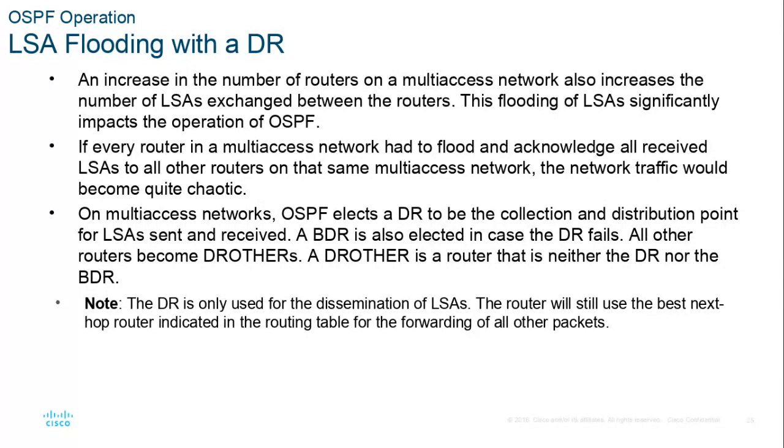It's a central reference point. It acts as a central distribution point. If I hear a change in my little router, I send it to the designated router. And he, in turn, multicasts it out to all the other routers. The designated router is such an important job that we must elect a backup designated router. And all other routers become DR others, or druthers. A DR other is simply a router that's not the designated router and not the backup designated router.